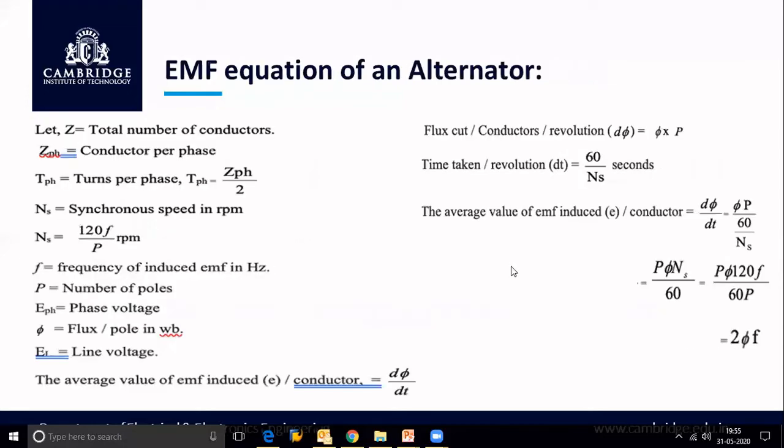So, how did we get this expression? The previous expression is the average value of EMF induced per conductor, which is 2 phi f. How many conductors are there per phase? There will be Z phase number of conductors. Therefore, EMF induced per phase is given by the expression 2 phi f Z phase. Now, instead of Z phase, we replace it with 2 times T phase, since T phase is equal to Z phase by 2. Therefore, the average value of EMF induced per phase, E phase, is equal to 2 phi f into 2 T phase. So, E phase can be written as 4 phi f T phase.